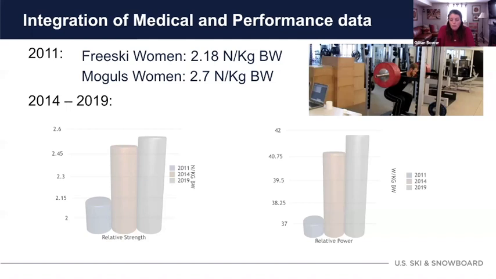So they went from basically a 2.18 newtons per kilogram of body weight strength up to 2.5 in 2014 and 2.56 in 2019. Similar gains were made in their relative power there. So they're substantially stronger and more powerful. But why does this matter?